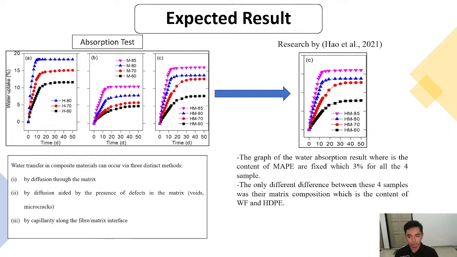Water transfer in composite material can occur via three distinct methods. The first one is diffusion through the matrix, and the second one is diffusion aided by the presence of defects in the matrix, which are voids or microcracks, and the last one is by capillarity along the fiber-matrix interface.